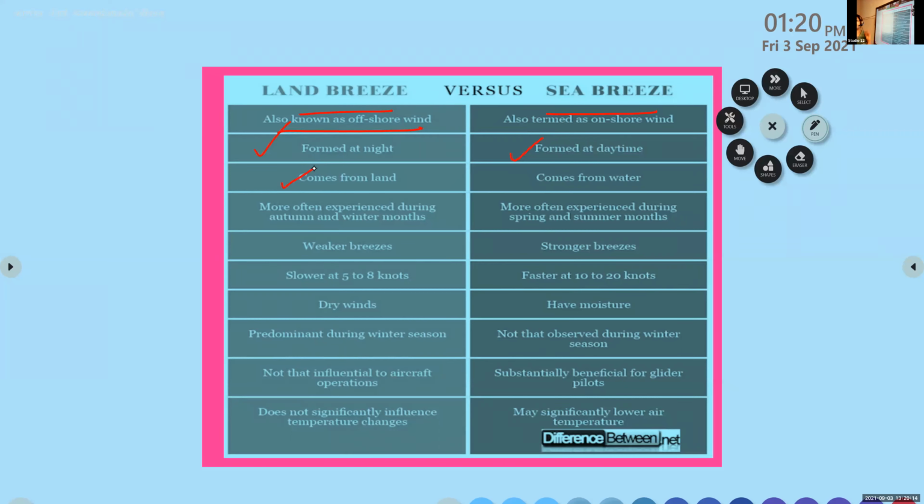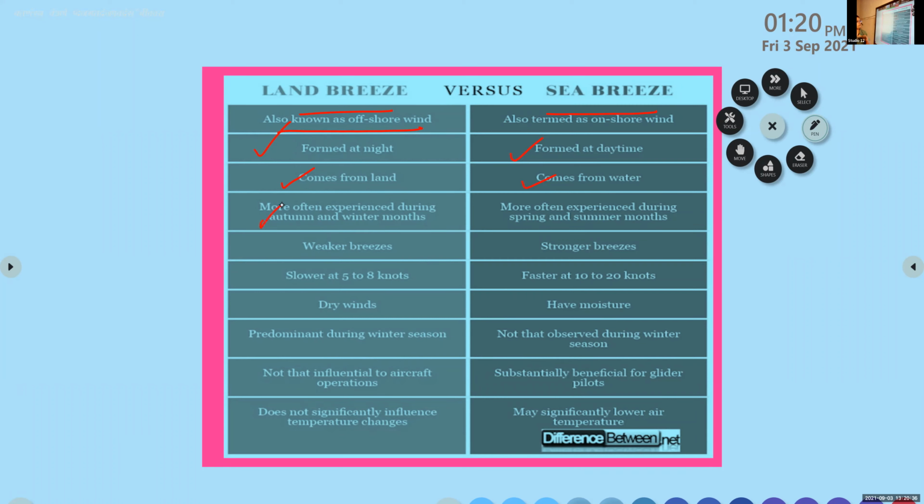land breeze comes from land and sea breeze comes from water. Okay. Ma'am, so when land breeze comes, does it come from the land and go to the sea? Yes, that's it. So land breeze goes from land to sea, sea breeze from sea to land. That is the difference.